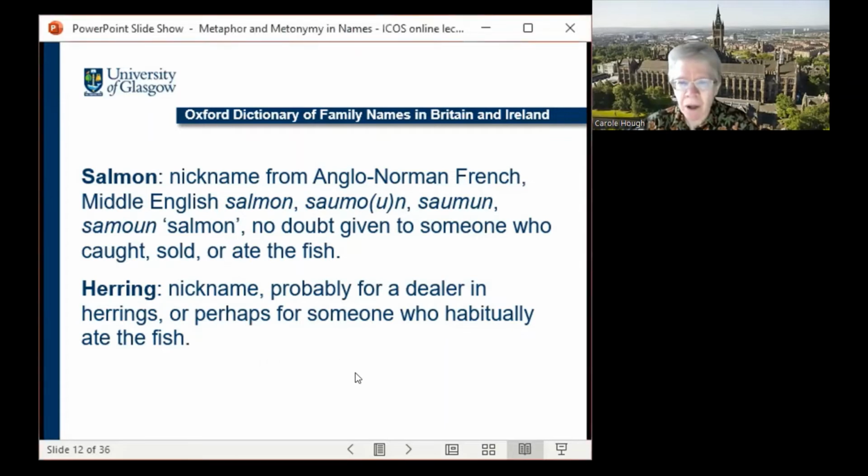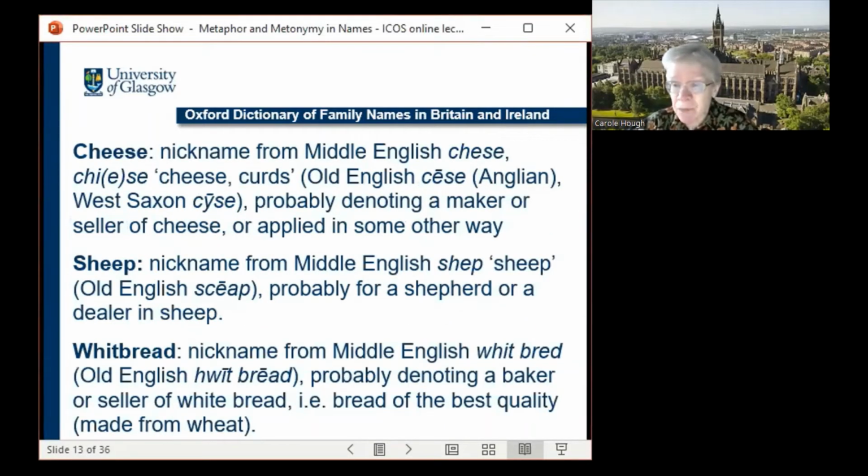Many occupational surnames are metonymic, using the names of animals or commodities to denote people working with them. Examples are cheese, sheep, and whitbread. Cheese, probably denoting a maker or seller of cheese. Sheep, probably for a shepherd or a dealer in sheep. Whitbread, probably denoting a baker or seller of white bread. Notice again that the word probably appears in all three entries. These are reasonable conclusions, but they are not presented as certainties. Indeed, the entry for cheese specifically points out that the term may be applied in some other way.